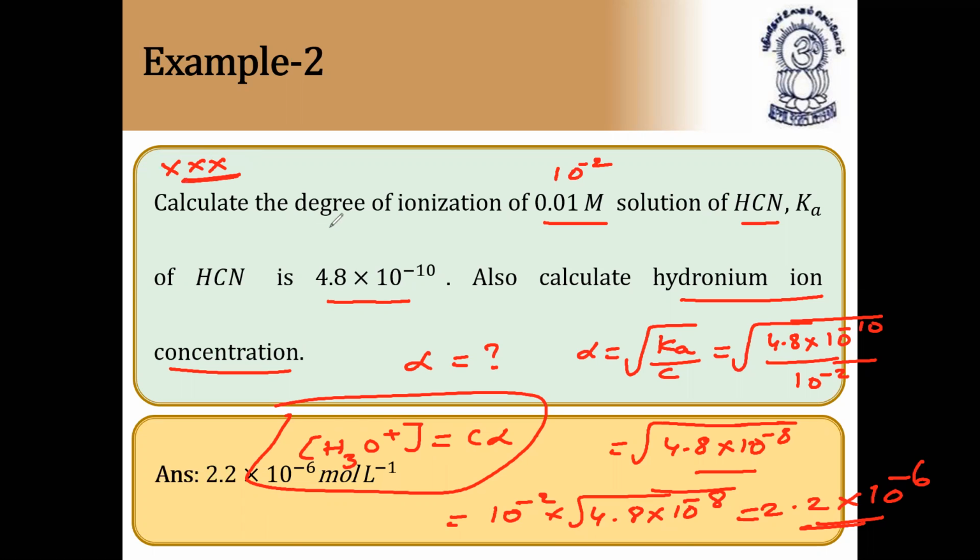They are asking us to calculate the degree of ionization of 0.01 molarity solution of HCN, and the Ka value of HCN is given as 4.8 × 10^-10. Also calculate the hydronium ion concentration. Hydronium ion concentration is equal to C alpha. This formula is new, so it's very, very important. So please note it down. Next question.